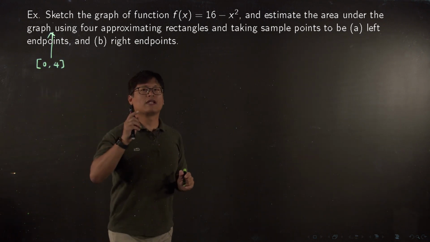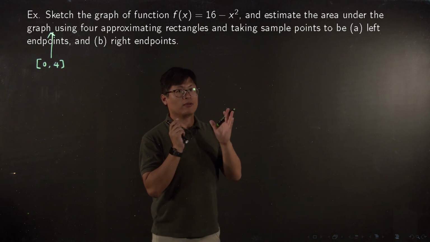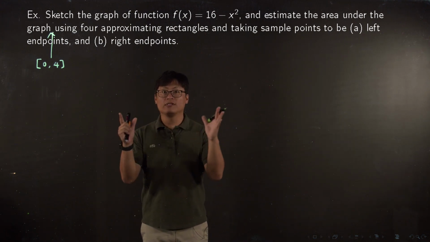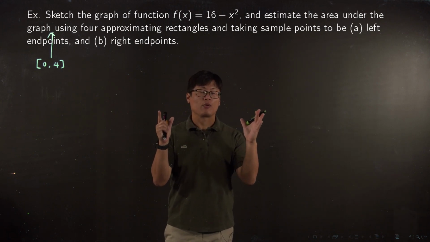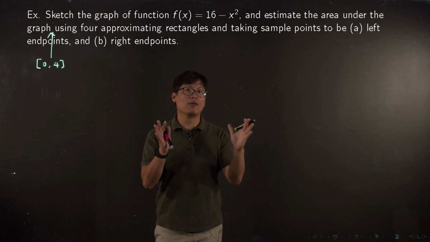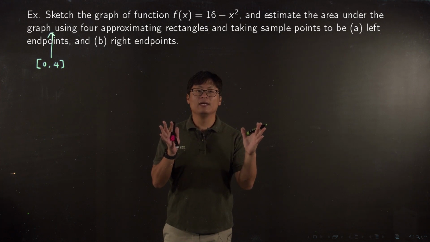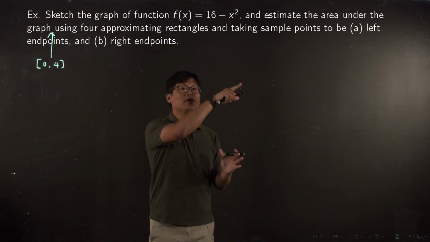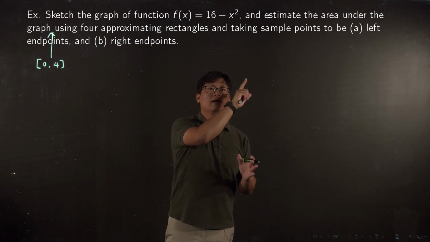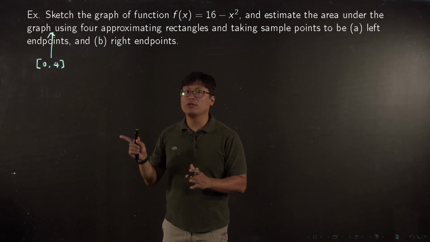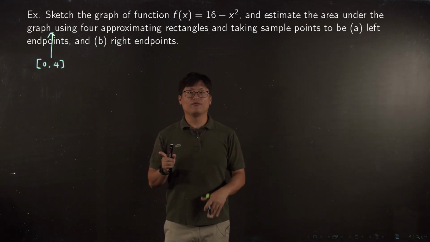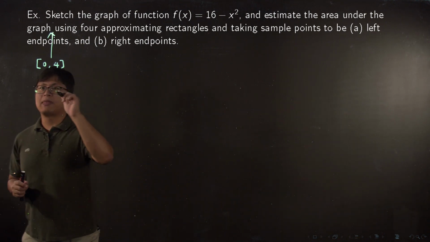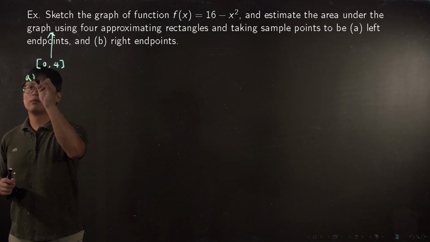And then we're going to use 4 approximating rectangles, okay? But for this problem, we're going to use equal size for each subinterval, which means the base of each rectangle will be the same size, okay? Also, I gave you 2 options, right? First one is using the left endpoint for your sample point or the right endpoint for your sample point, okay? We're going to do both of them, okay? So let's start from the left hand point first, okay? Here we go.